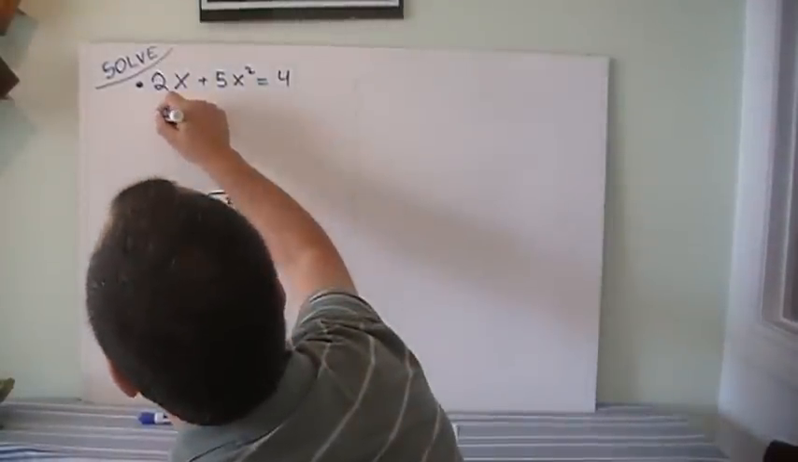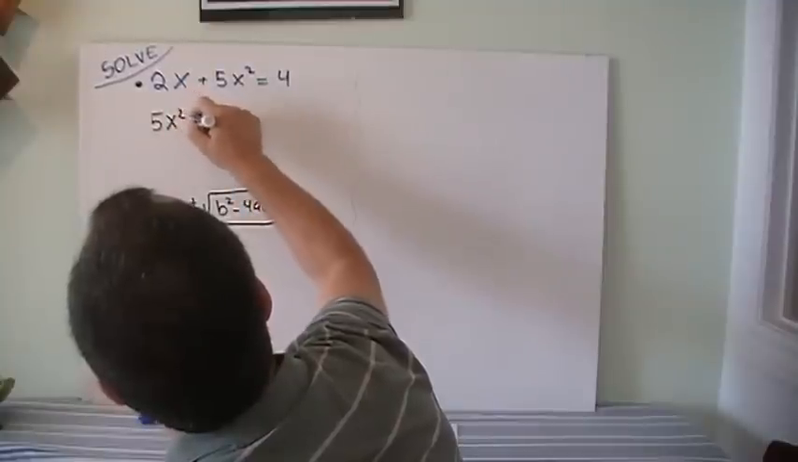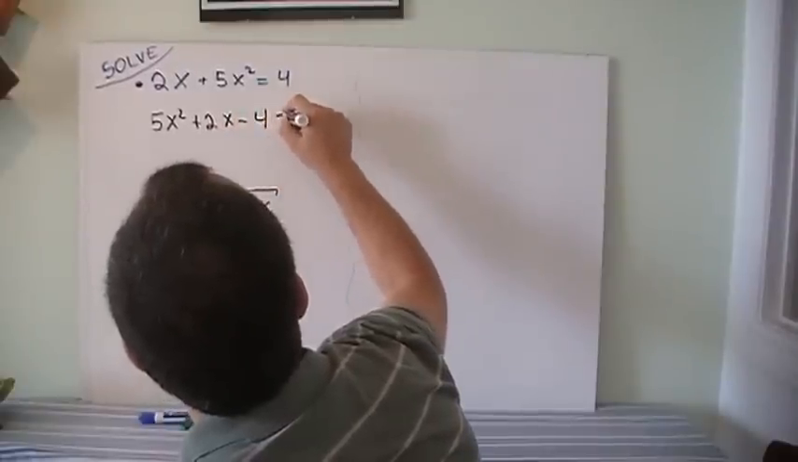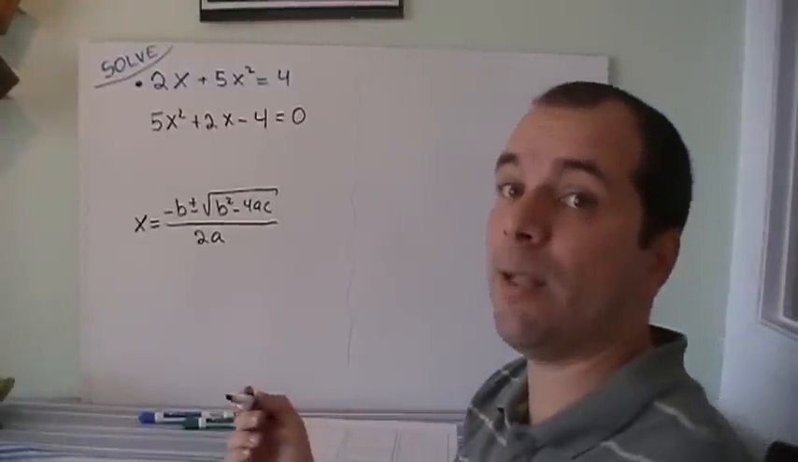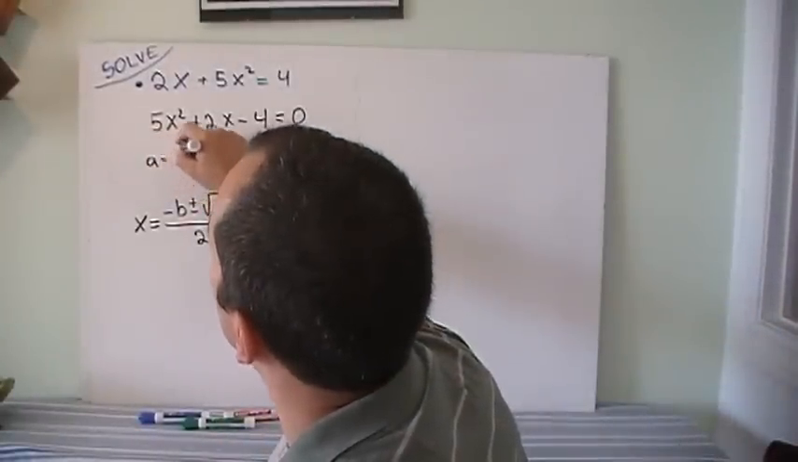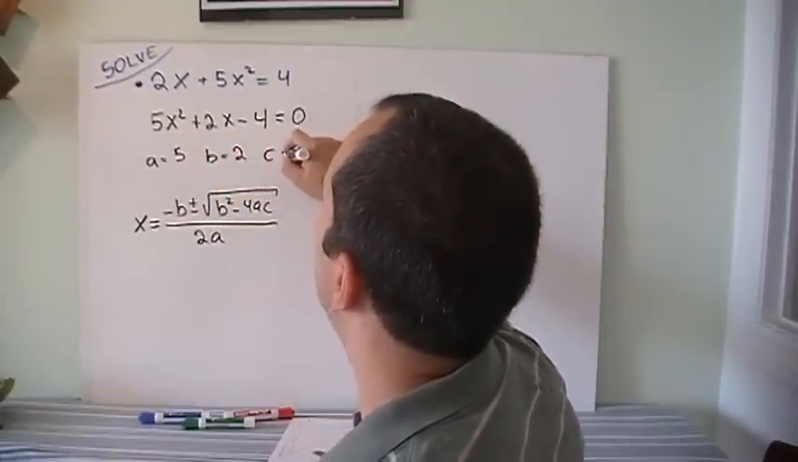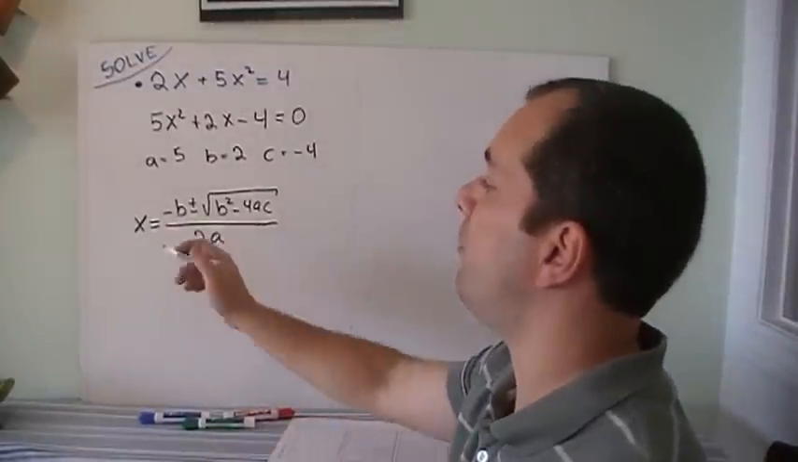So this is 5x squared plus 2x minus 4 equals 0. And now I can tell what my a, my b, and my c are. Because my a is going to be 5, my b is going to be 2, and the c is -4.